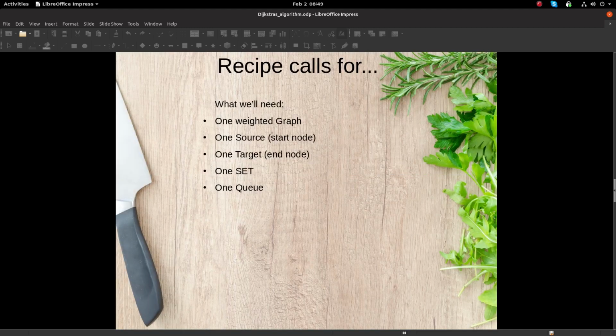Algorithms are a lot like recipes. So let's go ahead and consider what we'll need for this algorithm to work in terms of tools. We'll need a weighted graph, a source, which is our starting point, a target, which is our ending point. We'll need a set, and we'll need a queue.